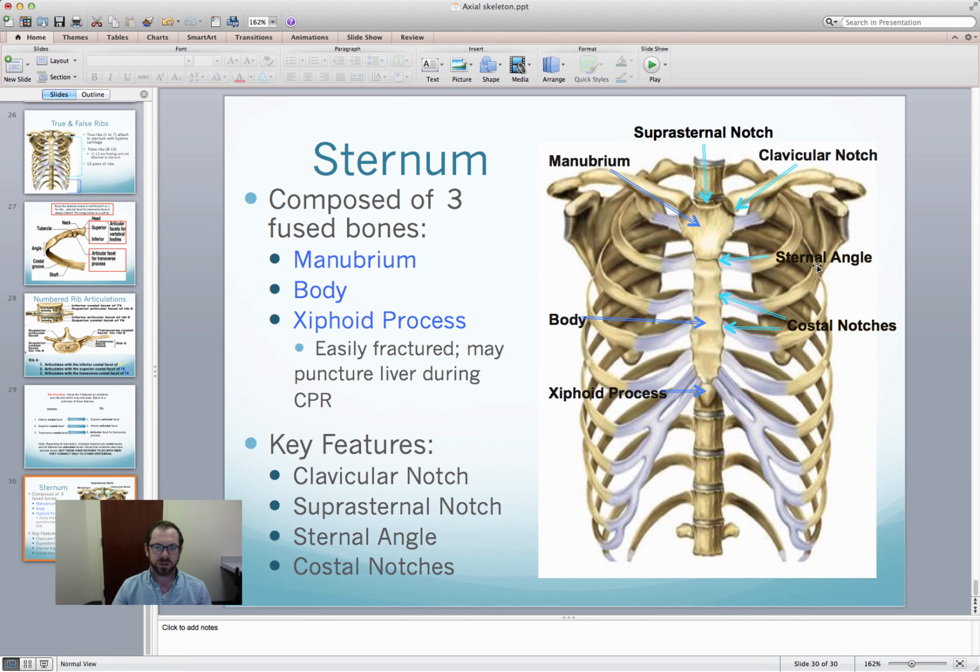Your sternal angle is right where the body of the sternum and the manubrium fuse together. And then these costal notches right here on each side of the body of the sternum. This is where that hyaline cartilage from the ribs is actually connecting directly to the body of the sternum.